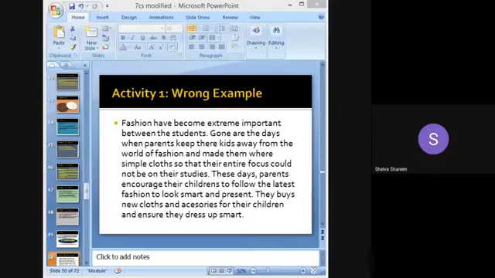Their kids away from the world of fashion and made them wear. Ma'am, instead of where, it should be WEAR. Okay, next. Now you have to highlight all the mistakes. Why I'm telling you all the errors. Wear simple clothes so that their entire focus could be on their studies. Clothes is an incorrect spelling.